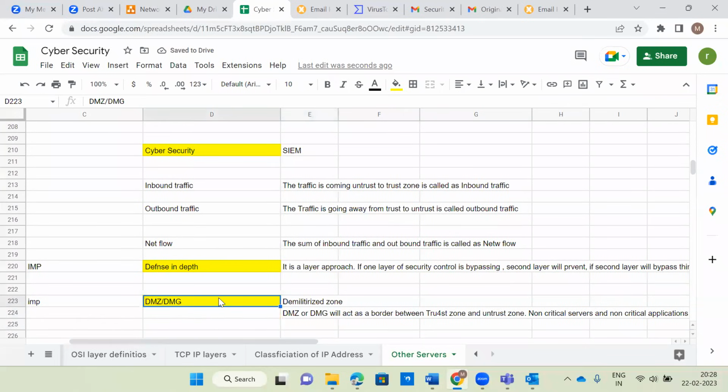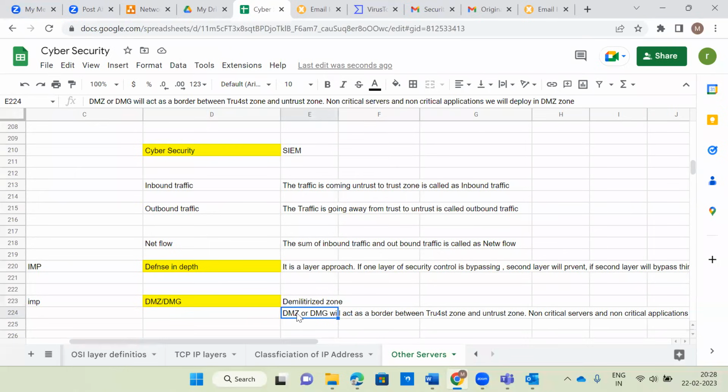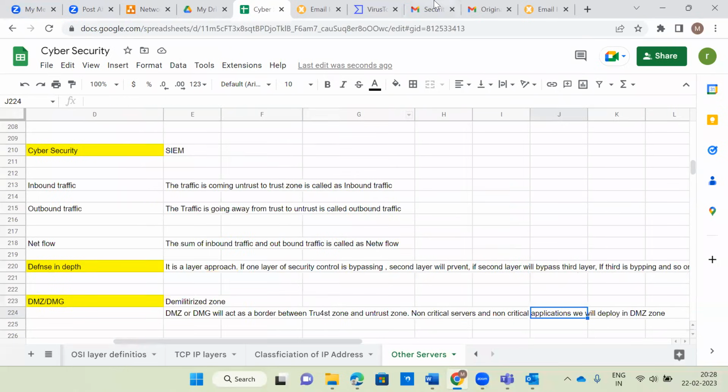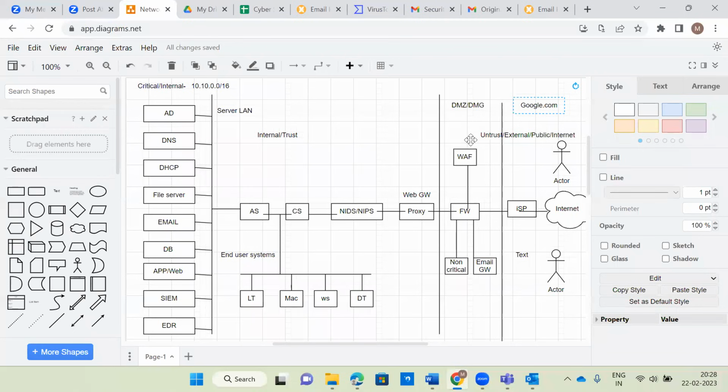Okay, this is an entire question, guys. What is DMZ? Not only the full form, you have to give this definition as well. It acts as a boundary or border between the trust zone and untrust zone. Here non-critical servers or applications will be hosted. They are not critical at the organization level, not that important.